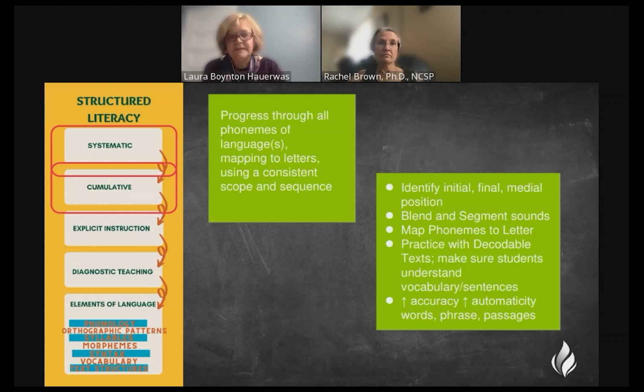So you can see on these little green sticky notes ideas of what this would look like for kindergarten and first grade. We're going to progress through all of the phonemes of the language or languages that we're teaching. We're going to talk about how to map those sounds to the letters and the letter patterns using a consistent scope and sequence. We're also going to continue to think about identifying sounds at the beginning, the end, and the middle of words.